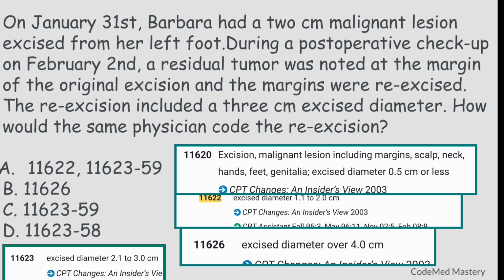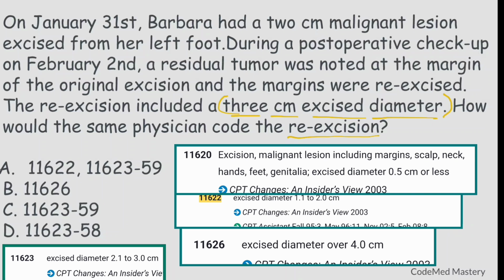Now we'll highlight the main terms in the question. On January 31st, Barbara had a 2 cm malignant lesion excised from her left foot. During a post-operative checkup on February 2nd, a residual tumor was noted at the margin of the original excision and the margins were re-excised. The re-excision included a 3 cm excised diameter. How would the same physician code the re-excision? So here in this question they are asking to code for the re-excision, right? And the re-excision included a 3 cm excised diameter. So which among these three codes is the right one?